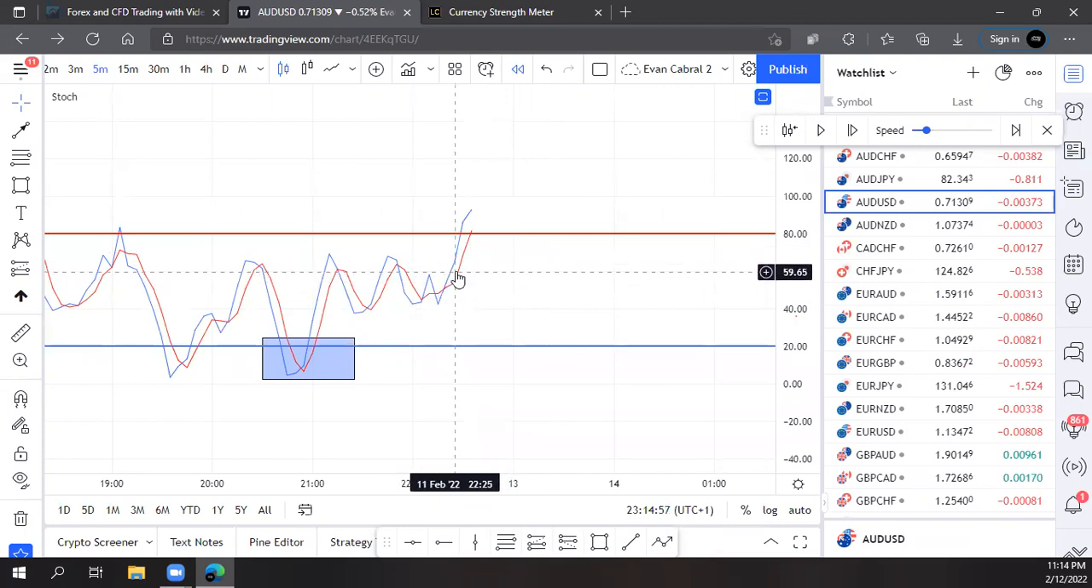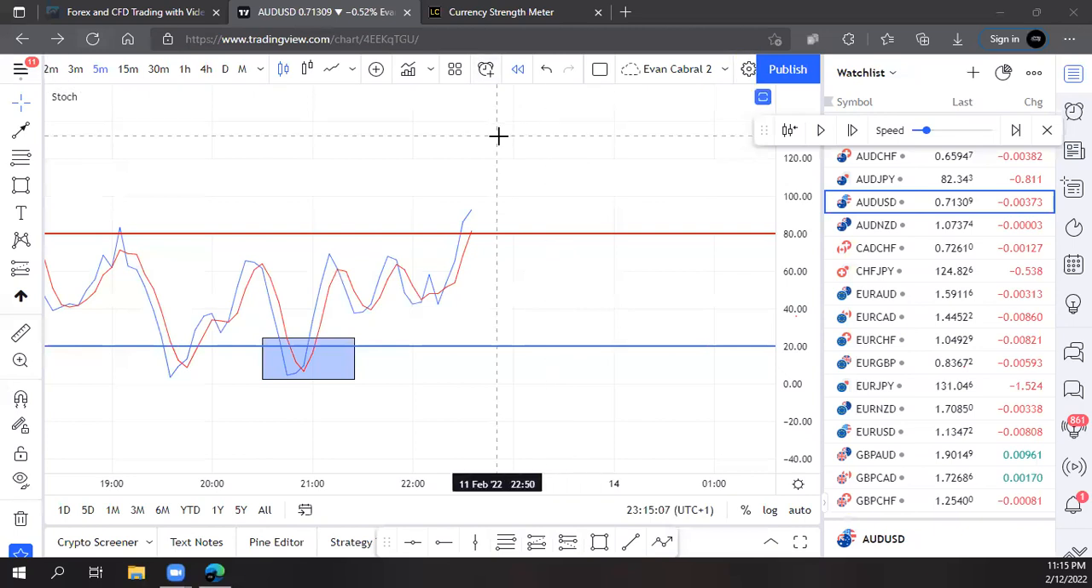Guys, forget about the crossing at first. Forget about the crossing. I'm going to tell you where you're going to need that crossing, and I'll tell you when you need it. Forget about the crossing for now. It's not yet time. So the stochastic is at red, quite okay.